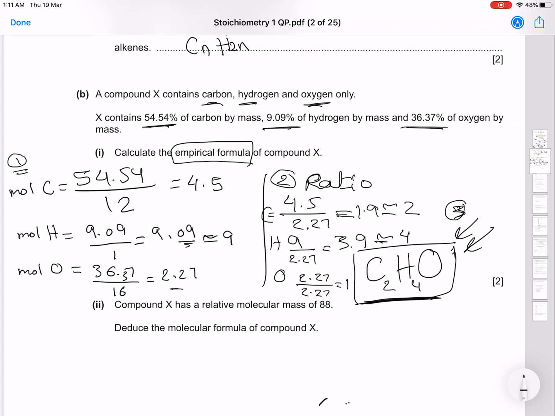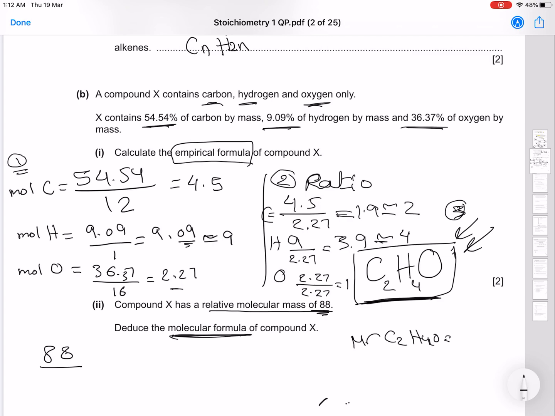understandable. Now let's move to, usually when you find out the empirical formula, they want you to use the real molecular formula of compound X, providing that the MR is 88. All you need to do is divide the MR, which is 88, over the MR of the empirical formula. Now to find the MR of the empirical formula, which is C2H4O, we're just gonna use the periodic table for that.